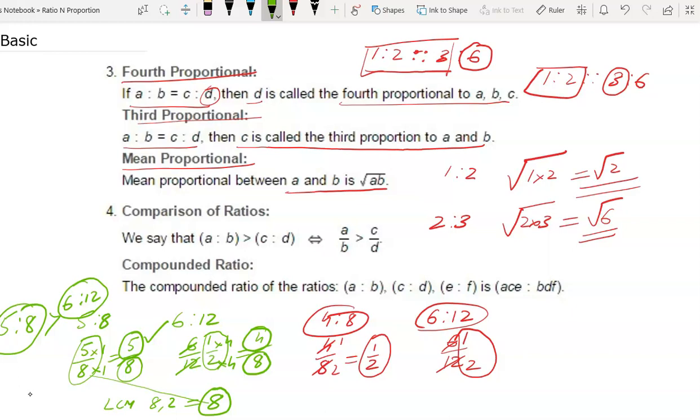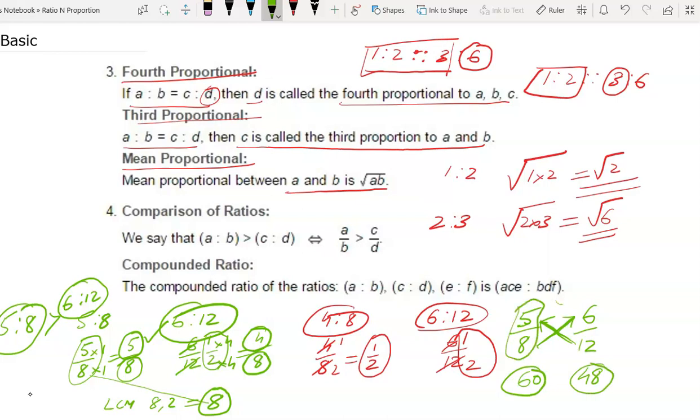Now we can also compare this way. There is one more method. So let's say we have 5 is to 8 and the second ratio is 6 is to 12. So we can directly cross multiply. 12 into 5 will give us 60 and 8 into 6 will give us 48. So you can see 60 is greater than 48. So we can say that 5 by 8 is greater than 6 by 12.